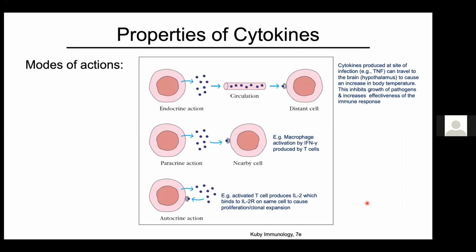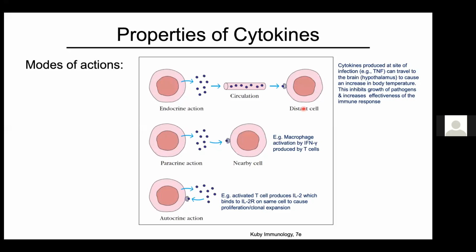So cytokines have several modes of action. They can act in an endocrine fashion. So this is why you have your cytokine being produced, for example, by your white blood cells, which are obviously in the blood, so secreted in your circulation, and then they go and act on a distant cell, okay? So just the way hormones act, that's why it's called the endocrine action. So it acts at a distant site.